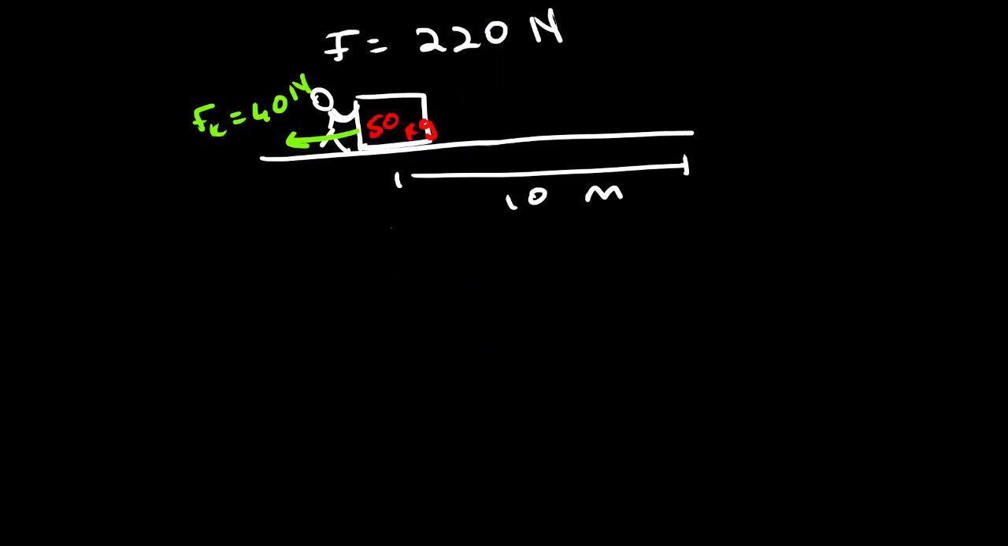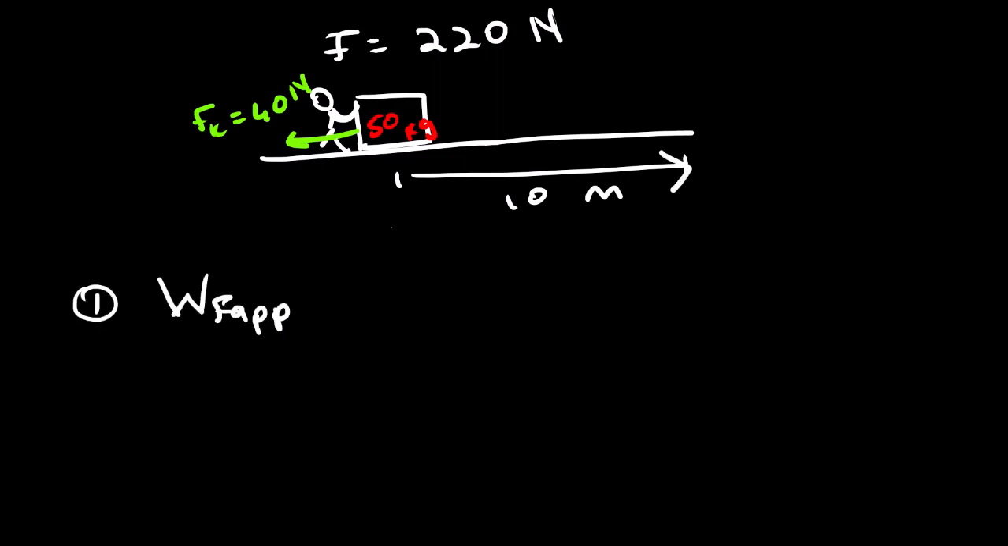Suppose we have this scenario. A man pushes a box, and 220 newtons is applied to the box by the man. The box and the surface experience a kinetic friction of 40 newtons. The mass of the box is 50 kg, and the displacement of the object is 10 meters to the right. So this is the displacement.